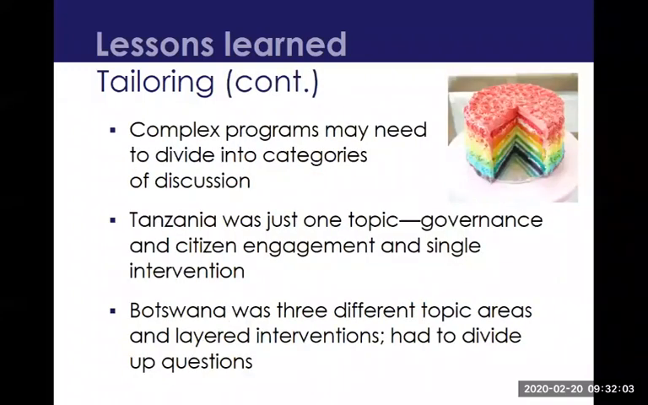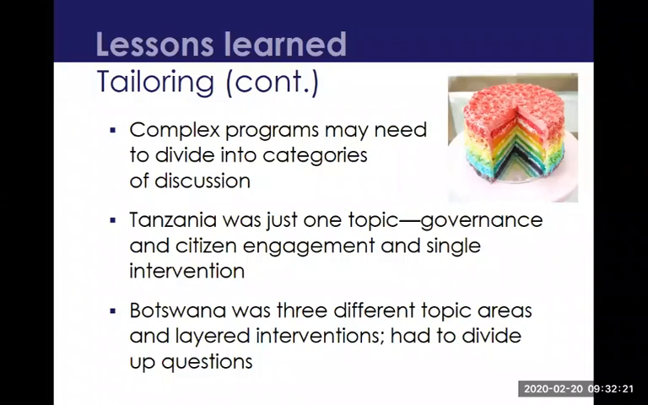We also found that there is a difference in how complex your program might be. So in Jessica's example, Tanzania was really just one topic. It focused on governance and citizen engagement, and it had just a single intervention that they were looking at in the REM groups.